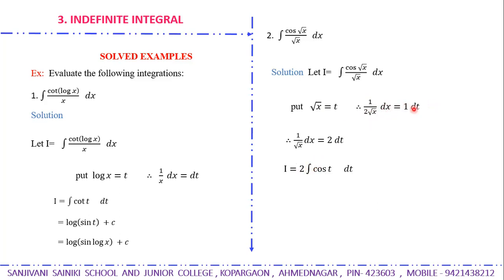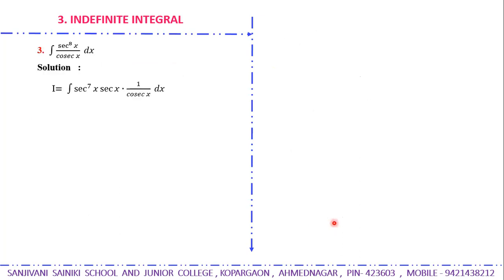So all values will be put in this integral and you will get I is equal to 2 integral of cos t dt. 2 times this integral of cos t is sin t plus c. But what is t? T is root x. So I will put it again. So I is equal to sin root x plus c.